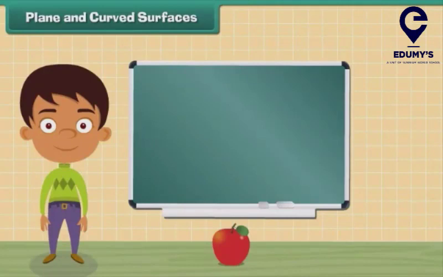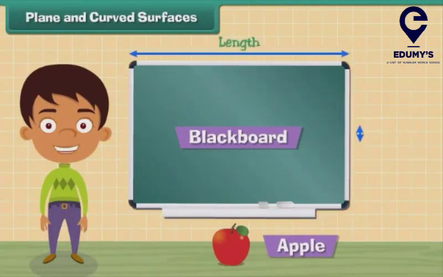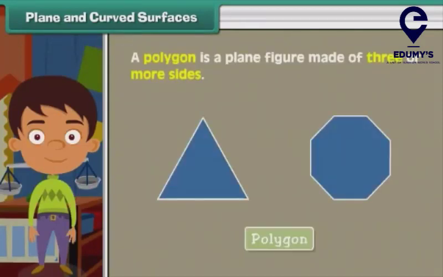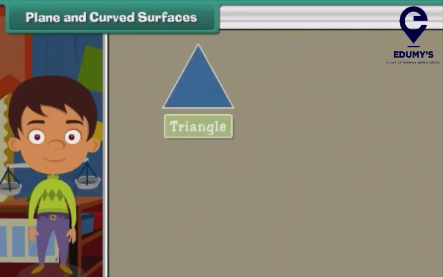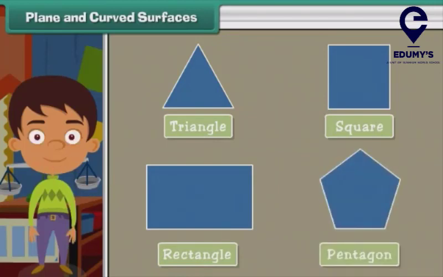Plane and curved surfaces. Look at these two objects, a blackboard and an apple. A blackboard's plane surfaces are its surfaces which have length and breadth. When you touch the surface of an apple, its surface is not straight. This is a curved surface. A polygon is a plane figure made of 3 or more sides. Various types of polygons are triangle, square, rectangle, pentagon.